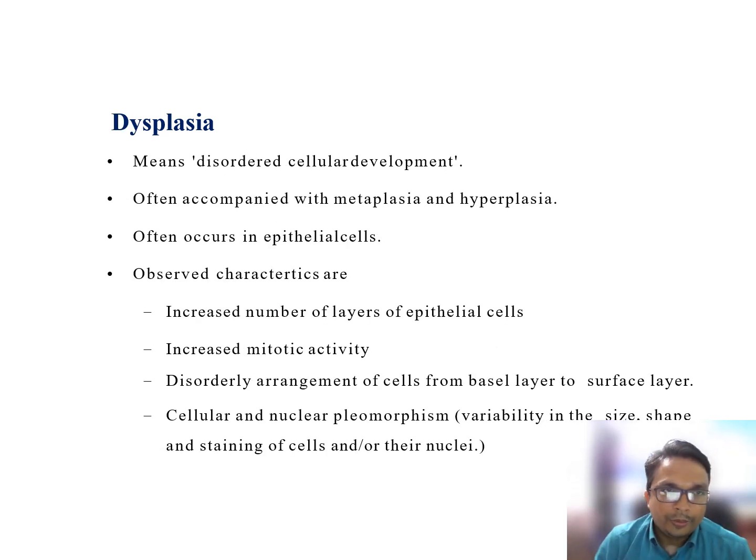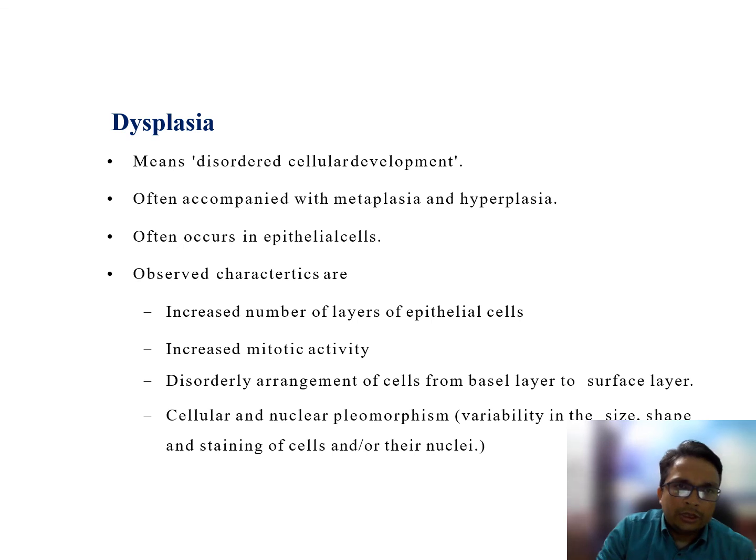The last type of cellular adaptation is dysplasia. This word dysplasia means disordered cellular development, which is often accompanied with metaplasia and hyperplasia in combination. Majorly dysplasia affects the epithelial cell lining, and it can change the characteristics of the epithelial cells present there.